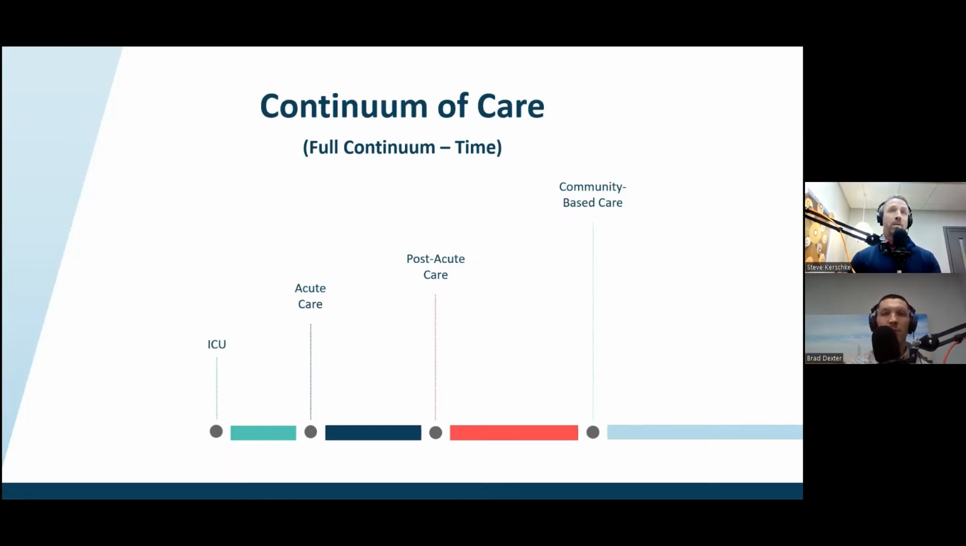We tend to see people up to 80 days or so on average. Yep. Could be longer, could be shorter. And then you see the community-based level of care is quite a bit longer, right? Hopefully indefinitely, and there's some considerations there too. But if all goes as planned, this is a pretty standard continuum.